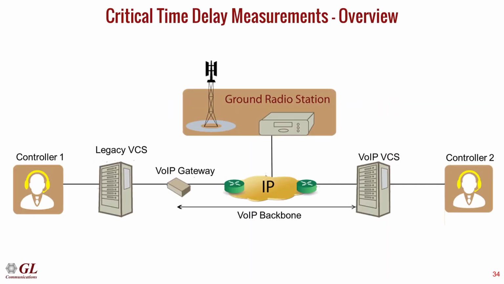Okay, so this is just a typical network in transition. We can see here two controller working positions. Over on the left, we have a legacy VCS. On the right, we have a VoIP VCS. On the left, we have a VoIP gateway that converts from legacy to IP. And here we have a ground radio station. In this case, it's an IP radio.